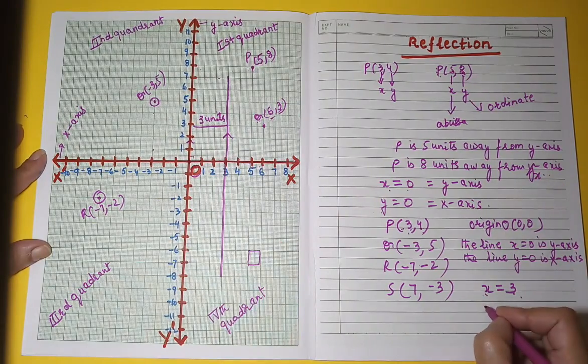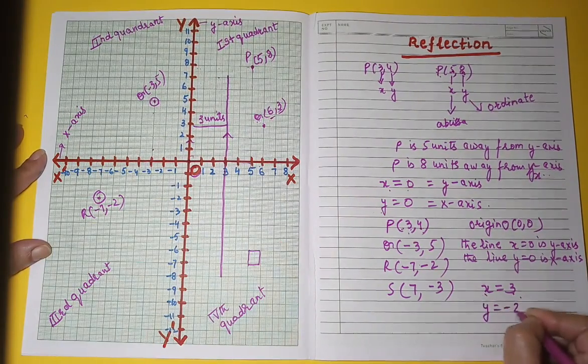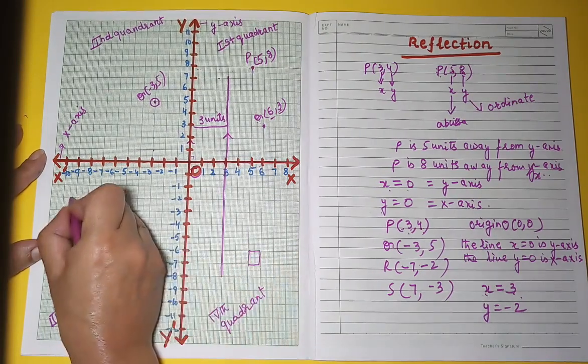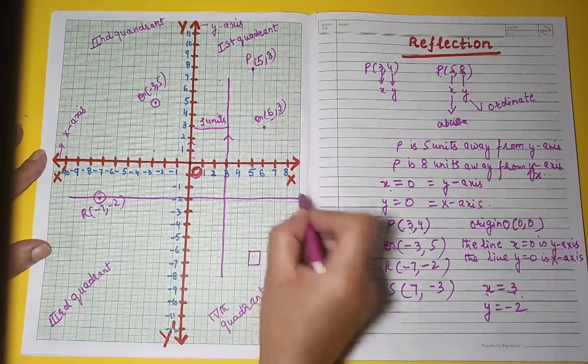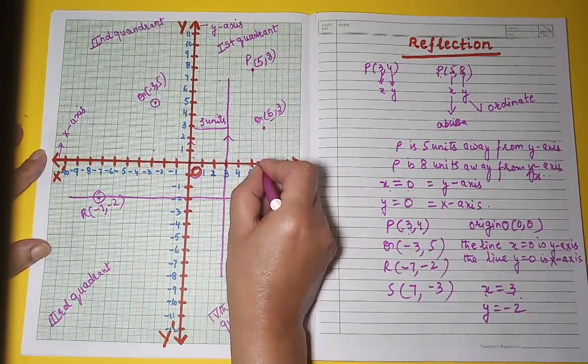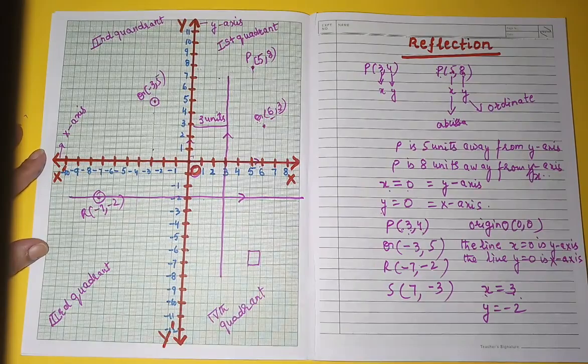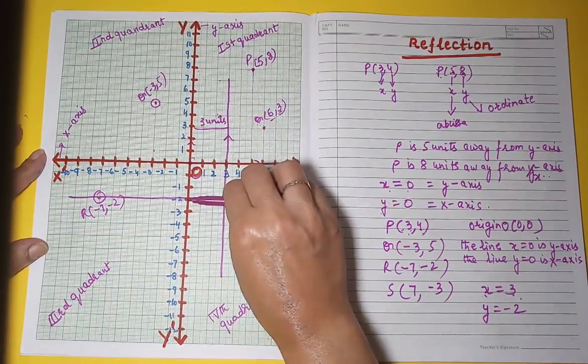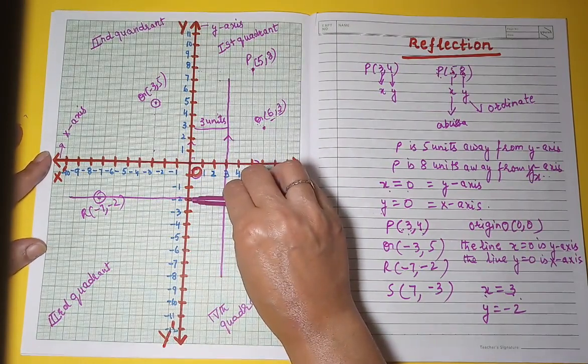Similarly, if you have to define y equal to minus 2, you will go here and draw a line like this. So y equal to minus 2 is a line which is parallel to your x-axis and at a distance of 2 units from it, right? Clear?